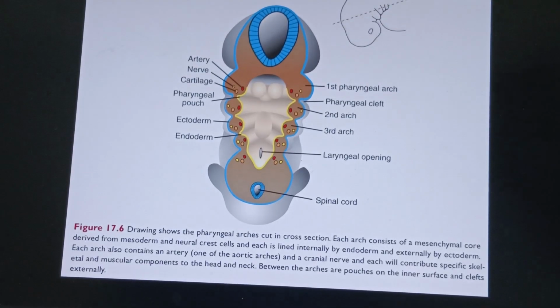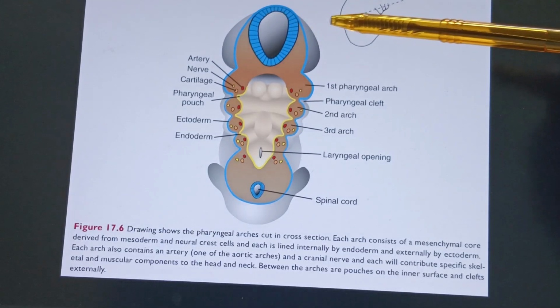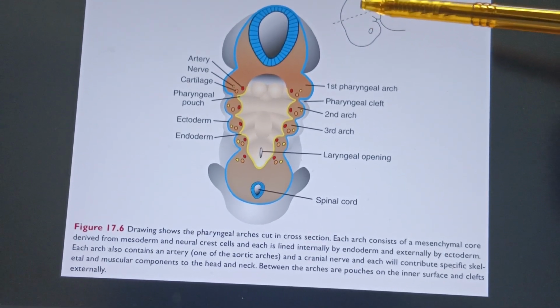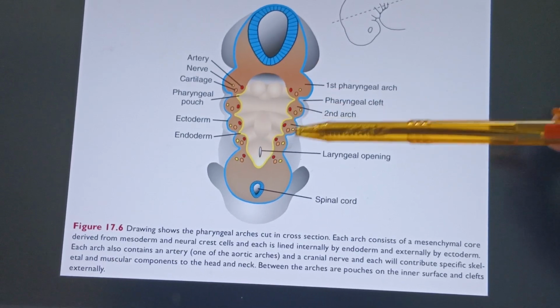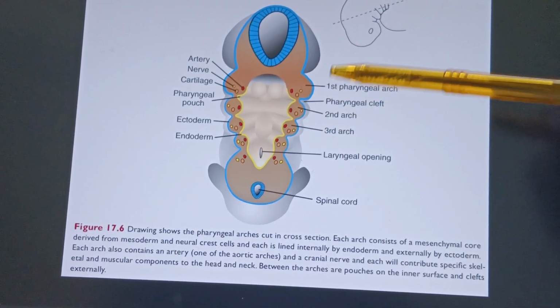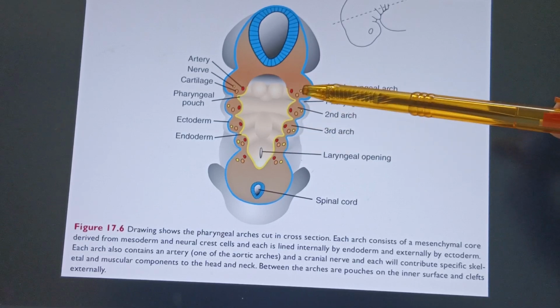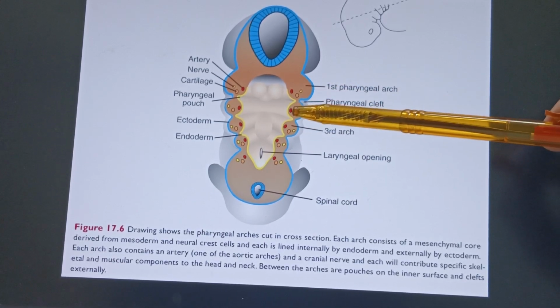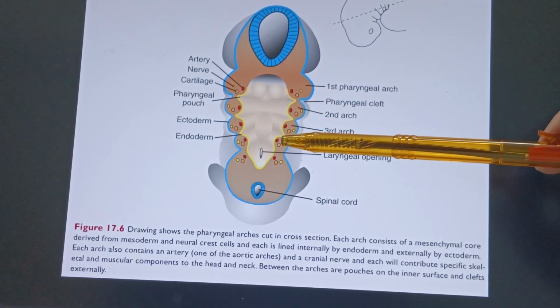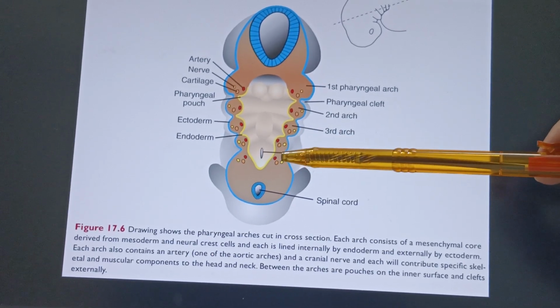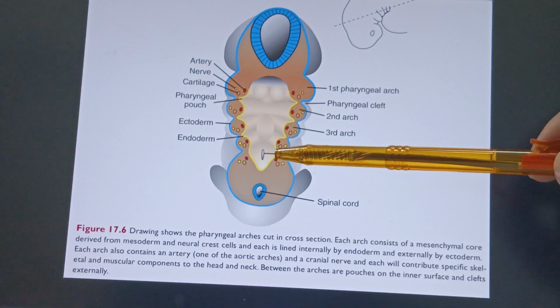Okay, we have cut the dorsum of the embryo and placed it in front of you to show you the pharyngeal arches. So this is the first pharyngeal arch, this is the second, this is the third, fourth, and sixth. The fifth never formed, or if it formed, it regressed.